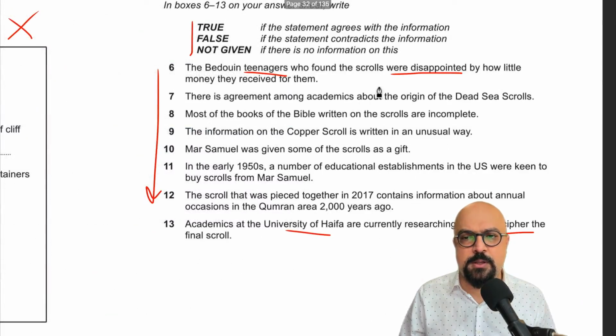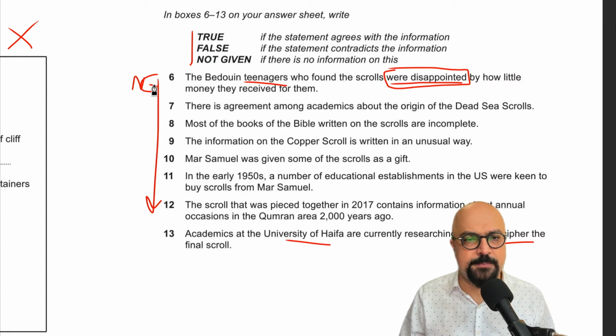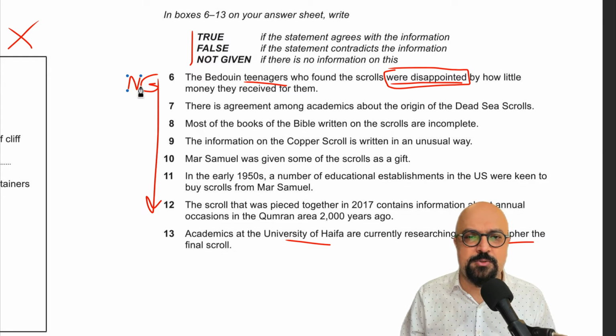All right, so they received very little money, that's true. They were teenagers, that's true. Everything is true about this. But because one piece of information from the sentence is not given, then the whole thing is rendered not given. You can write NG directly on the answer sheet, or if you're taking IELTS on computer, you just select the NG or type the NG in the field.